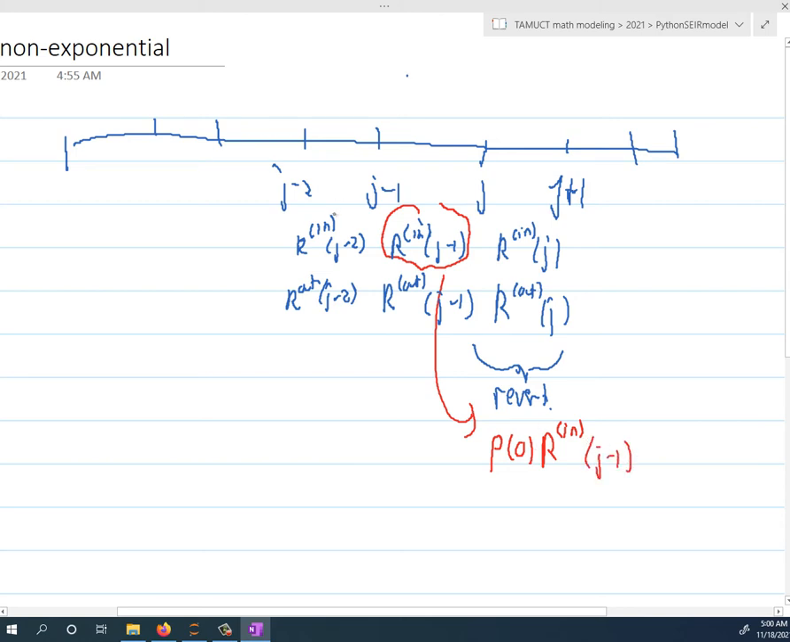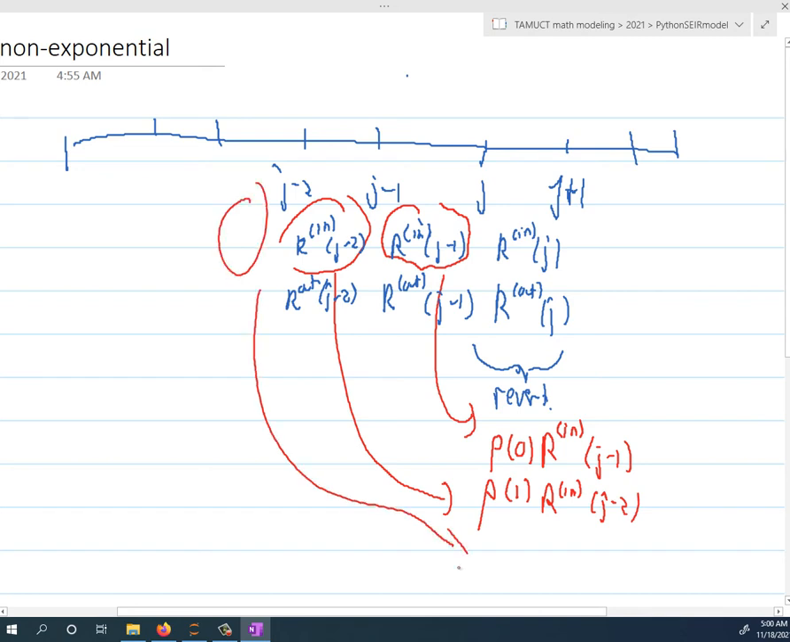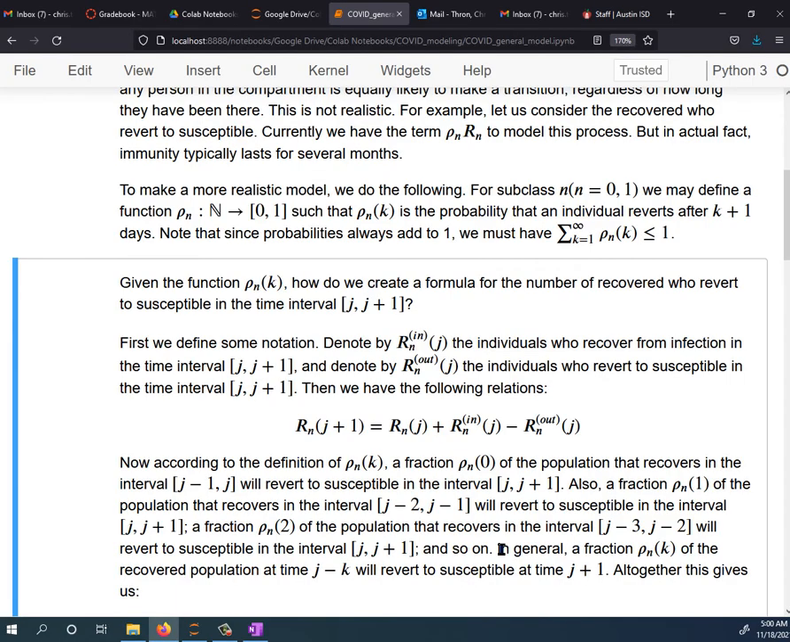How many of these people revert? Well, they've been there for 2 days, so that's going to be rho of 1 times R in of j minus 2. How many of these people revert? It's going to be the same process. So you're going to be adding up these terms, which is exactly what we have in our spreadsheet.